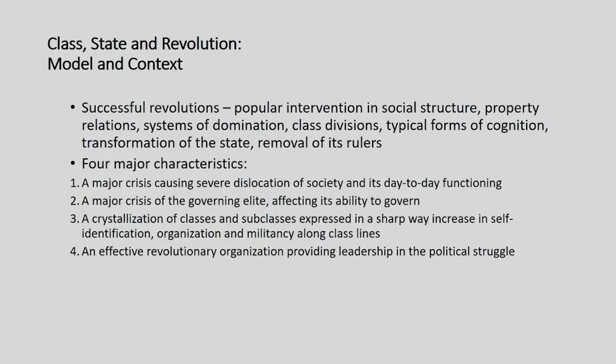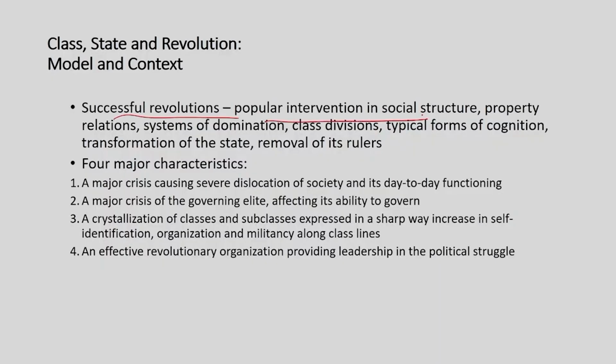If we define successful revolution as a leap, as a quantum jump involving massive popular intervention in social structure, property relations, systems of domination, class divisions, typical forms of cognition, the transformation of the state and the removal of its rulers, then the processes that preceded and led to revolution have in the 20th century universally displayed four major characteristics. Then what are those four major characteristics?